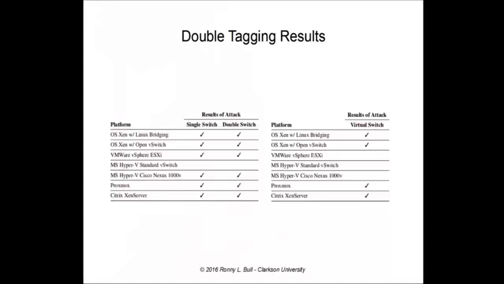Over on the other chart, we see what was successful, what could we launch the attack from? Which environments could we actually send something out from? And in this case, we saw it worked in the bridging environments. So anything that was a bridge, except for ESXi in this case, worked. We also saw it work in Xen server with Open vSwitch and just a standard Xen environment with Open vSwitch. So pretty much all the open source software was affected by this attack.